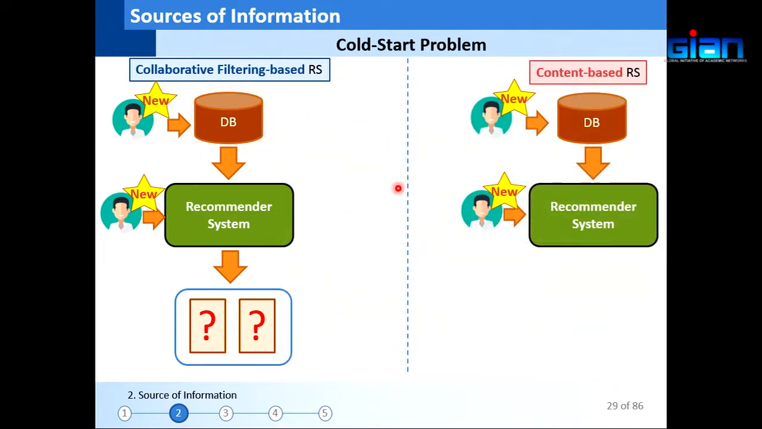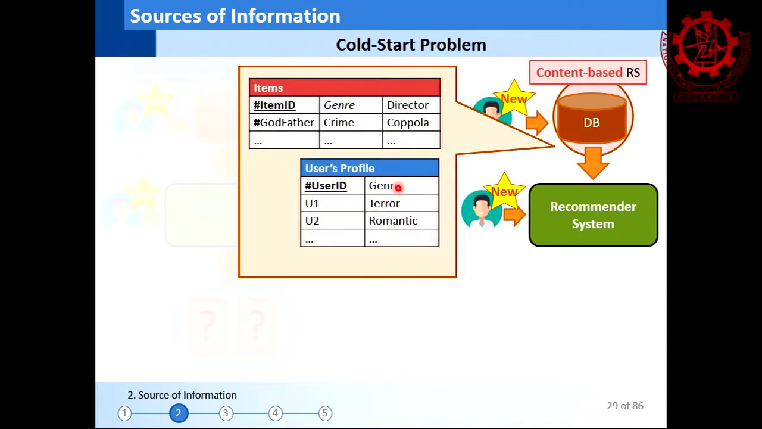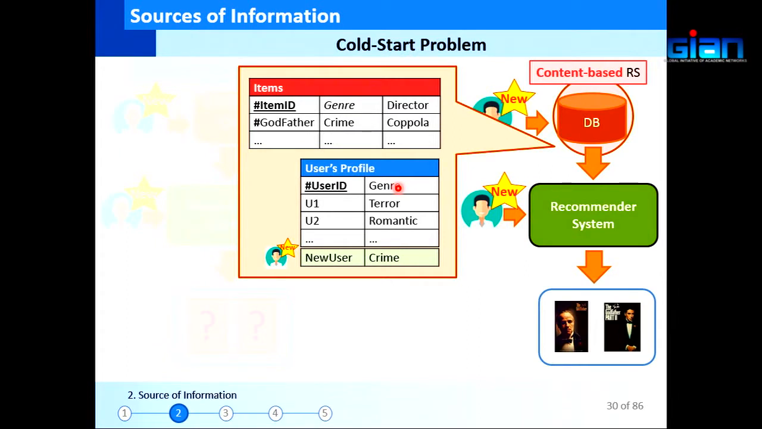And what happens to content-based recommender system? Well, we have here that in this database we have items and we have the user's profile. And when the user registers, the user informs about their taste. So just imagine that this user likes crime films. So here now we can provide recommendations because The Godfather film, I don't know if you have seen it, is a crime movie. So we can provide recommendations to this new user.